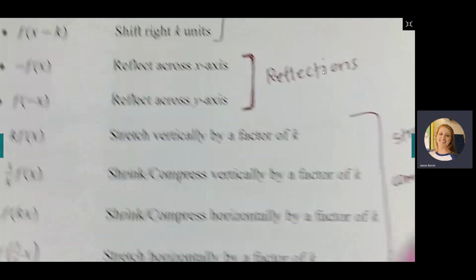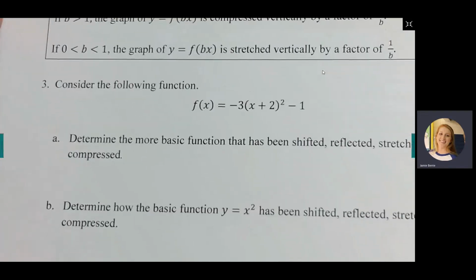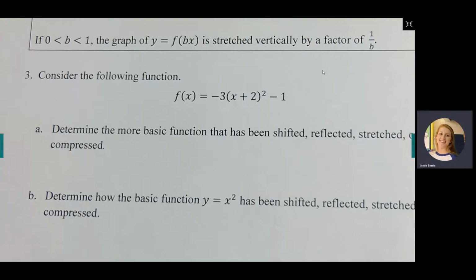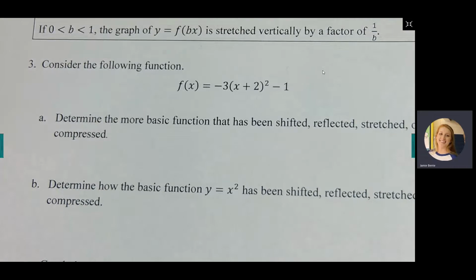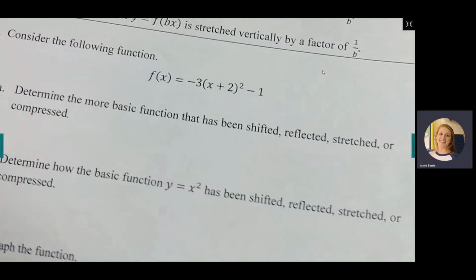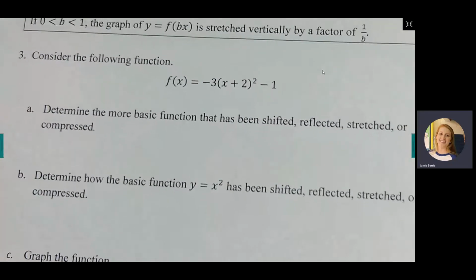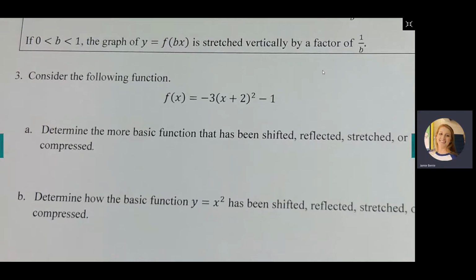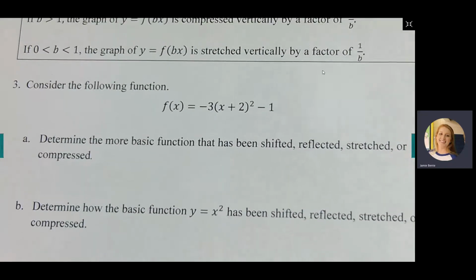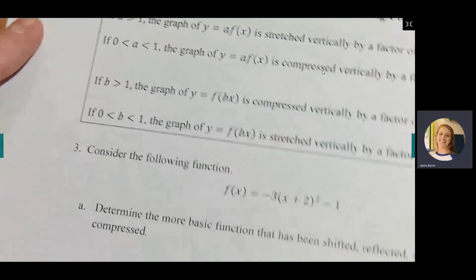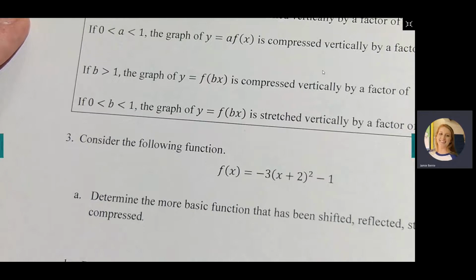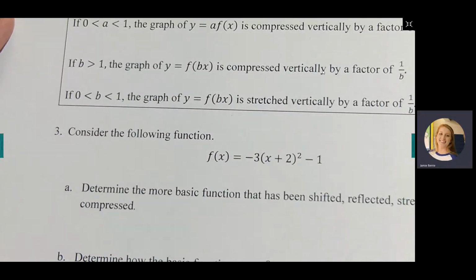I typically don't put any of these on the test, but the vertical stretch isn't too bad, so that's what I have an example of here. It says consider the following function. f of x equals -3 times x plus 2 squared minus 1.